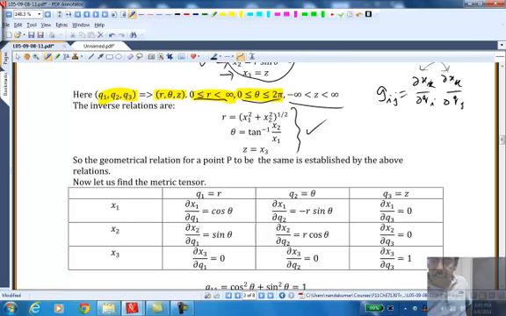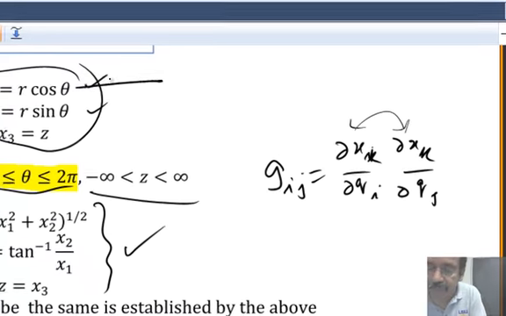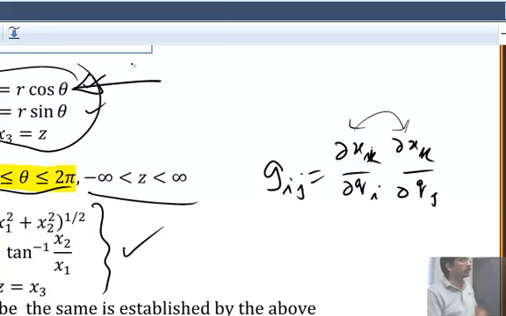So this is dx1/dq1, dx1/dq2, sorry, dx2/dq1. That's very simple. All you need to do to take this derivative is go to the expression that you have for x1. Take the derivative with respect to r, that is cos theta. Take its derivative with respect to theta, you will get minus r sin theta, because the derivative of cos theta is minus sin theta. The derivative of x1 with respect to q3 is 0, because z does not appear in the first equation.